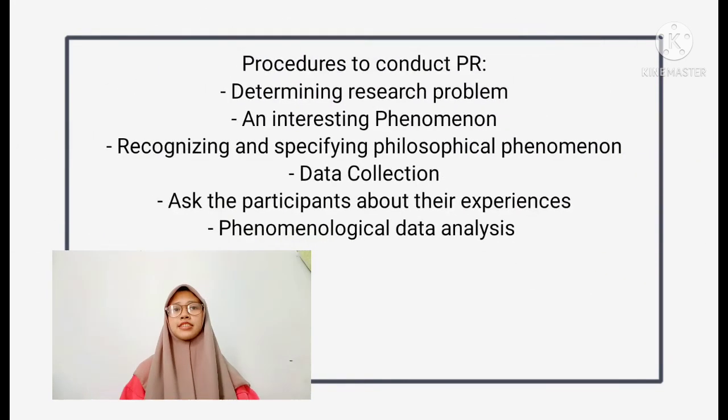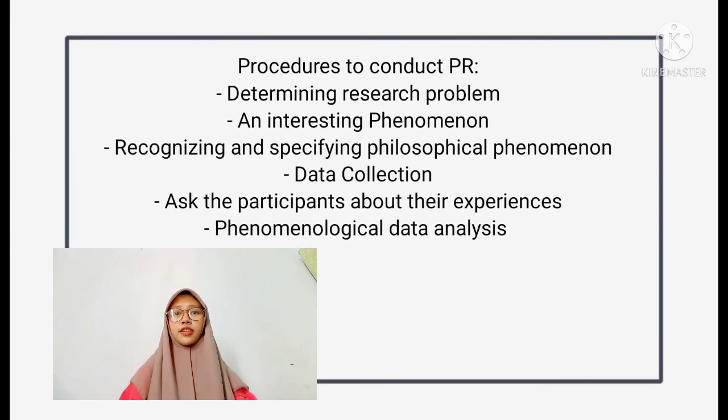There are some procedures for conducting phenomenological research. For the first element that we should pay attention to, the researcher has to determine if their research problem is best examined using a phenomenological approach. We really pay attention that this approach is suitable and worth being implemented in our research. The second is that the researcher has to provide an interesting phenomenon of the study in order to attract the reader to read our research. And then the third is the researcher has to recognize and specify the broad philosophical assumptions of the phenomenology.